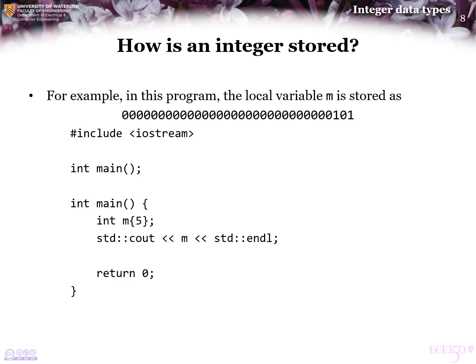So for example, here we have a program with a local variable m that is initialized with a value 5. Well, somewhere in main memory, 32 contiguous bits are allocated for this local variable m, and in that memory it is initialized with the values where most of the bits are 0 except for the last 3, which are set as 1, 0, and 1 respectively.